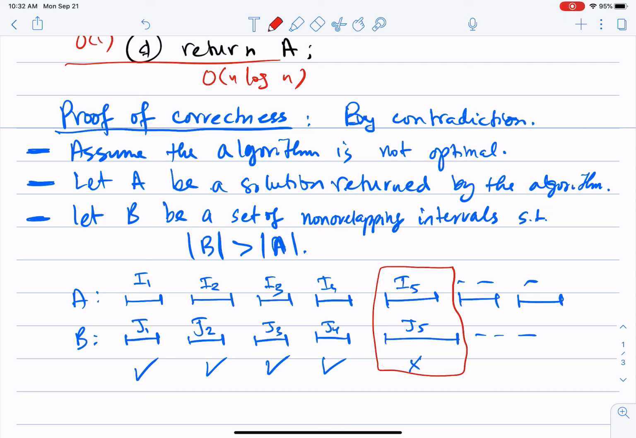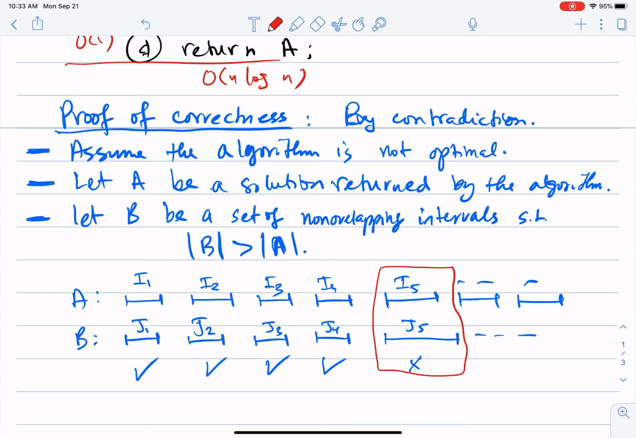So A is a set of intervals, B is a set of intervals. Both of them are sorted in non-decreasing order of their finish time. Since B does not equal A, there is at least one interval on which they disagree. Let me focus on the very first interval they disagree on. And for sure, the finish time of J5 is larger than the finish time of I5.